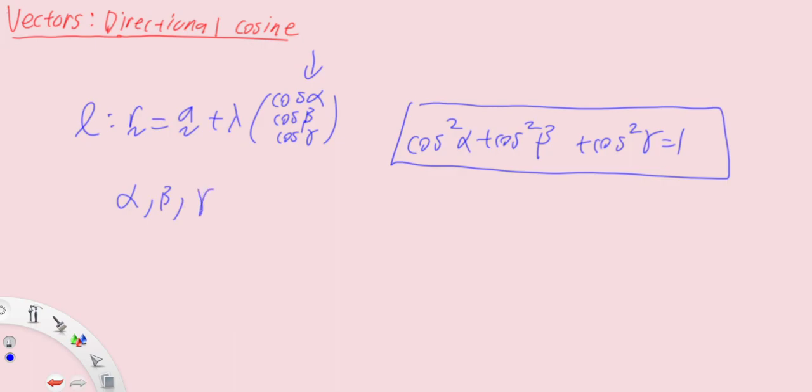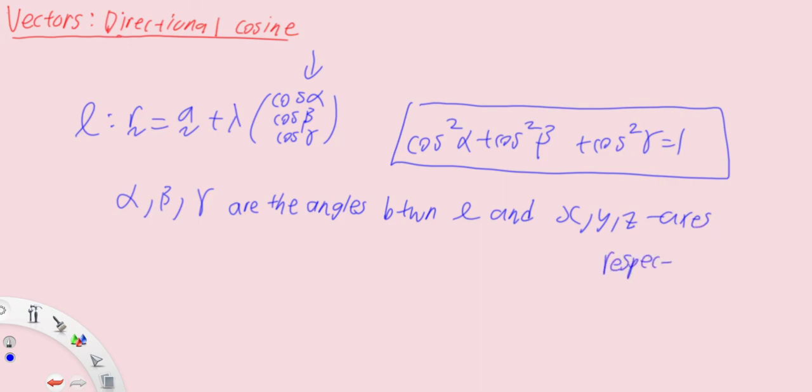So there we have it, the directional cosines, where alpha, beta, and gamma are the angles made between the line and the x, y, z axes respectively. So there we have it, the directional cosines.